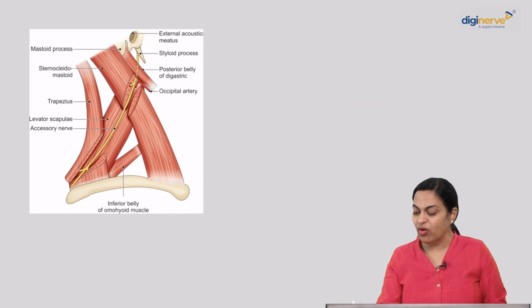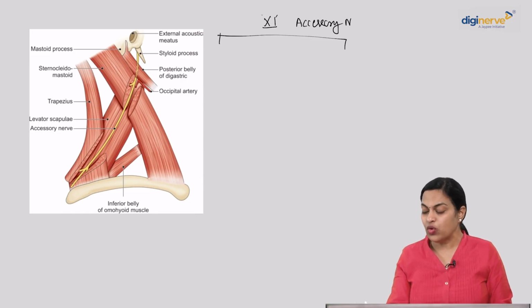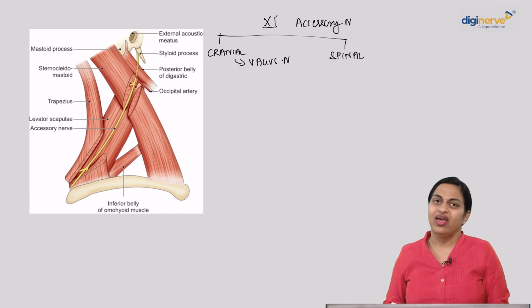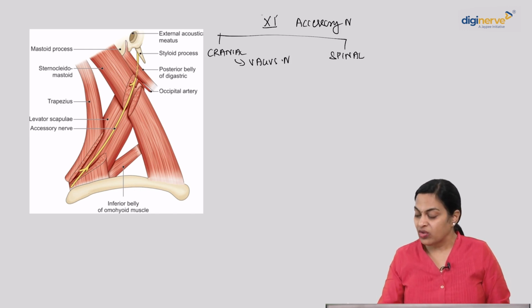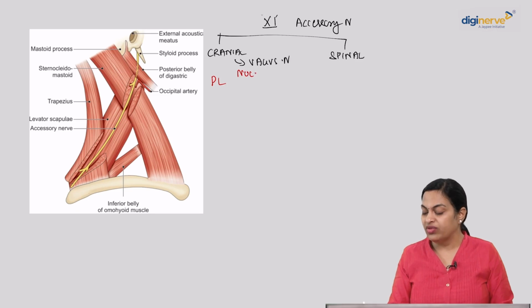Okay. Now let's see about the 11th cranial nerve, which we call the accessory nerve. Why do you think it's called accessory nerve? It has two components, cranial and spinal. This cranial accessory will assist the vagus, right? Hence, it is called accessory nerve. Cranial accessory nerve will begin in the nucleus ambiguus of the medulla, and it will exit through the posterolateral sulcus of medulla.